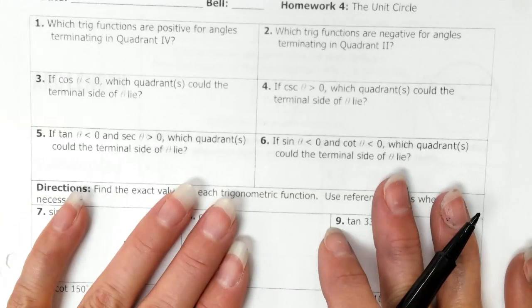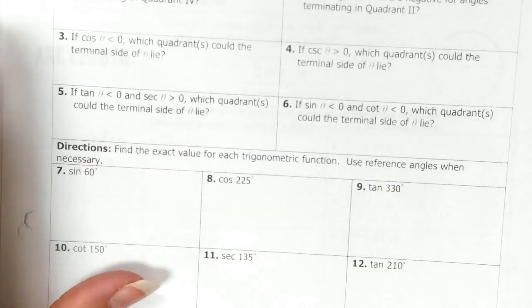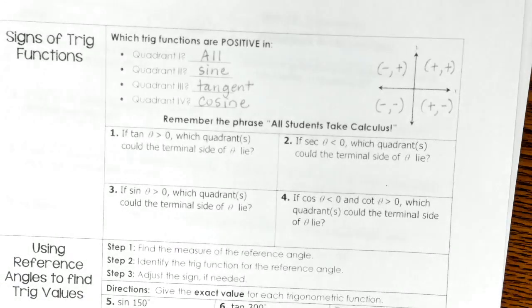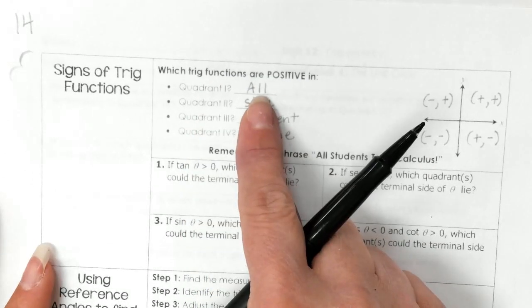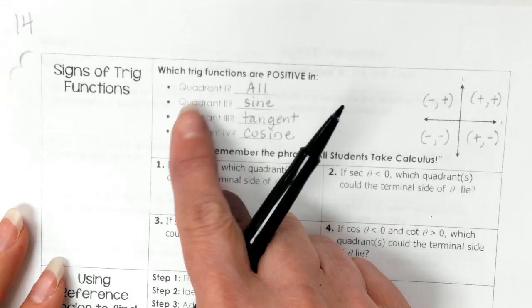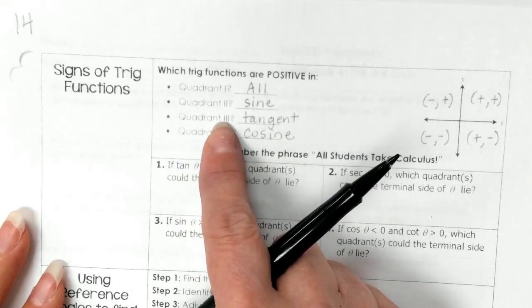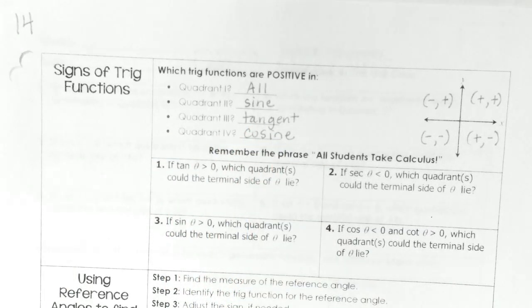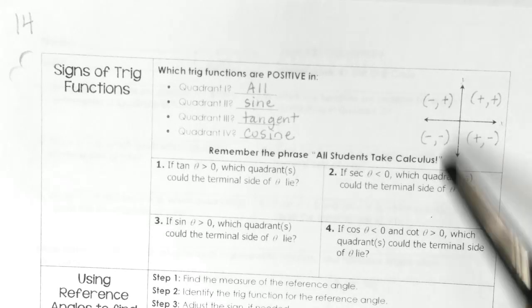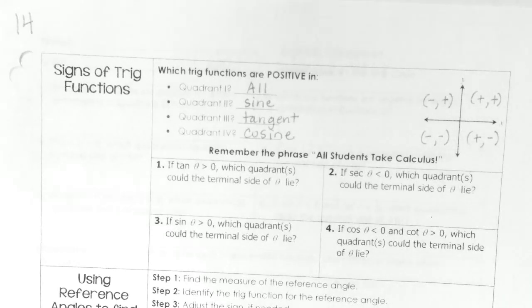And now I'd like us to move over to page 14. Sorry, I skipped a page accidentally. On page 14, quadrant 1, we kind of said this already, all things are positive. Quadrant 2, sine is positive. Quadrant 3, tangent. And quadrant 4, cosine is positive. You can write these down. And I kind of skipped to problem 5 with the class. I know some students are feeling really overwhelmed with the unit circle.